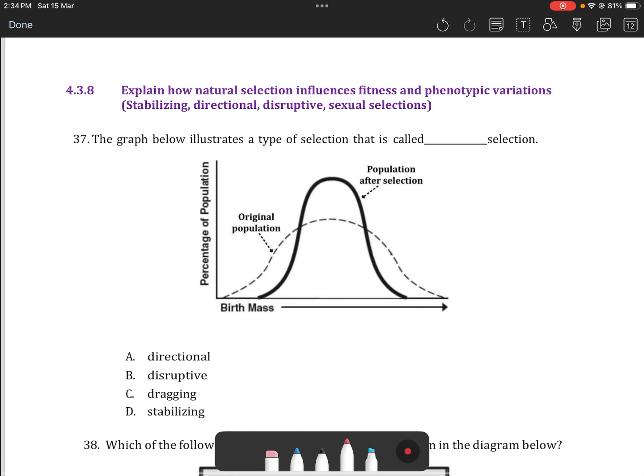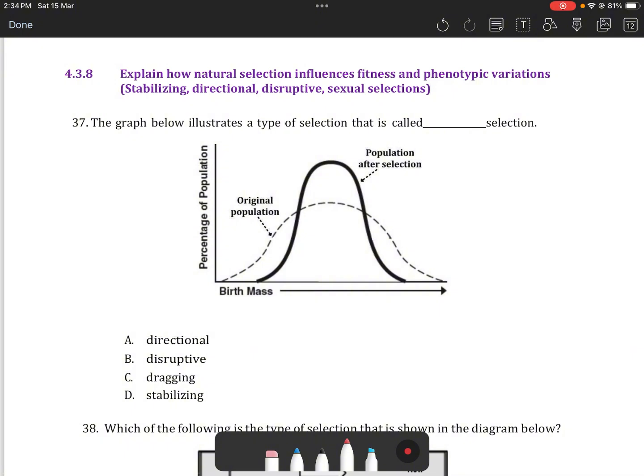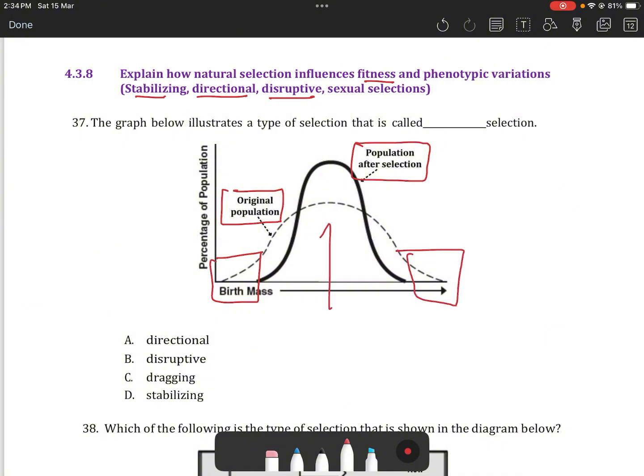Okay. Explain how natural selection influences fitness and phenotypic variation, stabilizing selection, directional selection, and disruptive selection of the organism, and sexual selection as well. The graph below illustrates a type of selection that is called which type of selection. So here the most important thing, you need to look for the original population and what's happening over here after selection. So you see, there are three parts you need to focus on: low extreme, upper extreme, and the average.